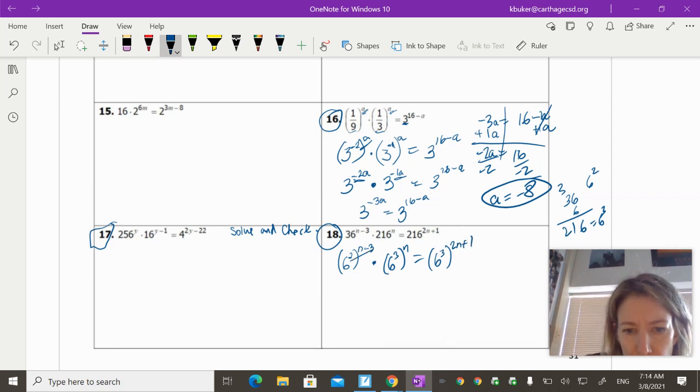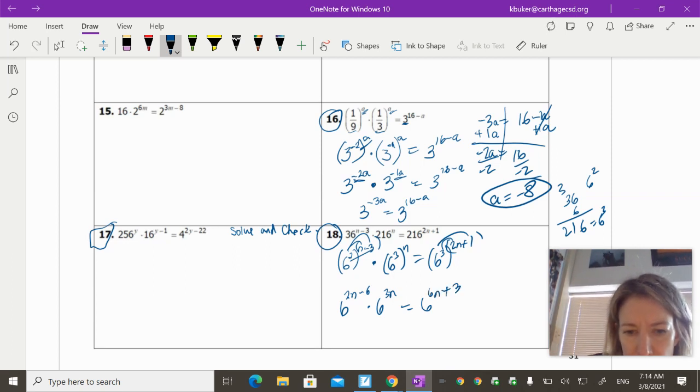So I'm going to do my power to a power rule first. I have to remember to distribute. So this gives me 6 to the 2n minus 6. Okay, don't forget to distribute. Times 6 to the 3n equals, again, distribute here, 6 to the 6n plus 3.